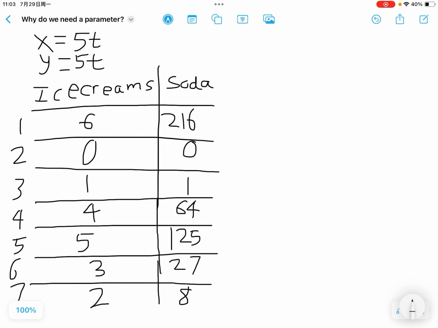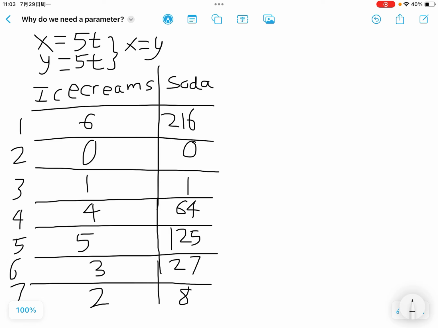So why do we need parameters at all? Say I have the set of parametric equations, x equals 5t and y equals 5t. Well, what we can do is just write x equals y. Isn't that more simple, less complexity, easier to describe and talk about to other people? Why do we have to say x equals 5t, y equals 5t when we can just say x equals y?